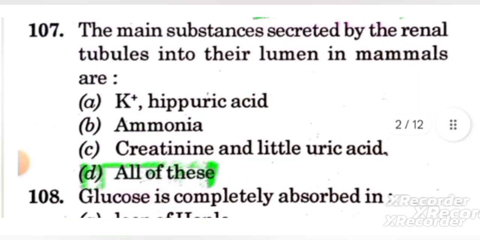Next 107. The main substances secreted by the renal tubules into the lumen in mammals are? Answer D, all of these. Answer A, K+, hippuric acid. Next B, ammonia.